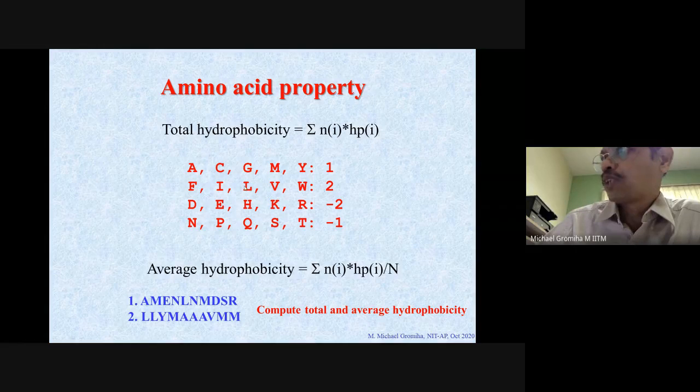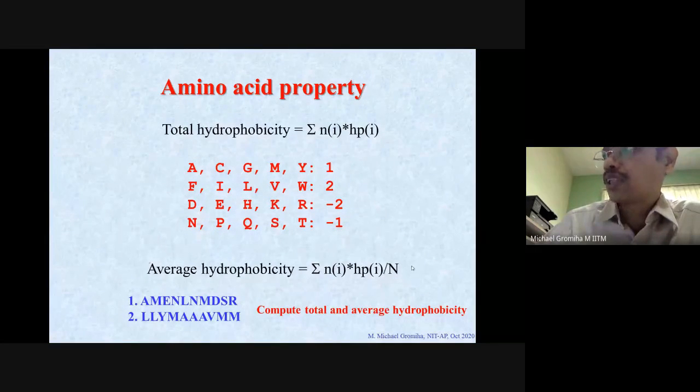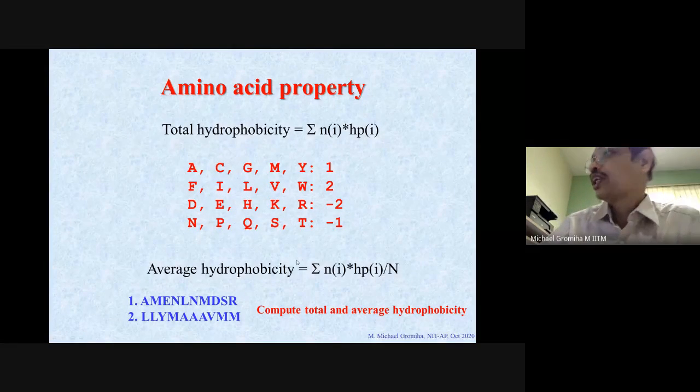So I put -2. So these are all small aliphatic residues and other residues, sulfur-containing residues, I gave 1. These are the polar residues, I gave -1. So it looks random, but it's not random. Only with some reasons I give these numbers, because of the calculation purpose. It is easy to calculate because you need to calculate the values here. So now I give this sequence.